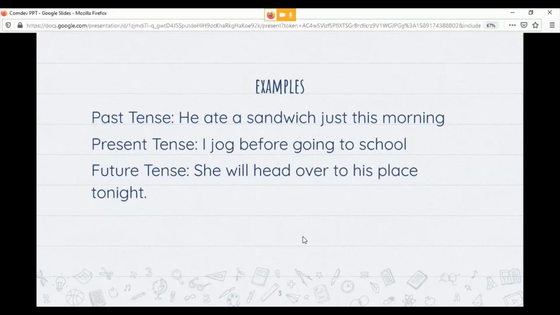An example for present tense is I jog before going to school. So he's indicating what he's doing before going to school. Meanwhile, for a future tense, she will head over to his place tonight. Basically, it's implying that something is going to happen in the future. And that is it for past, present, and future tenses.